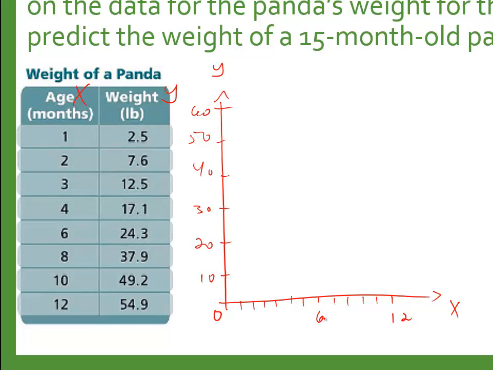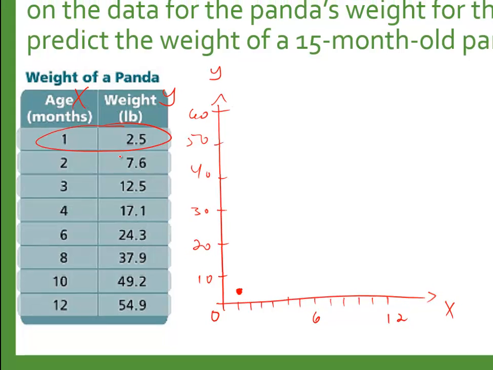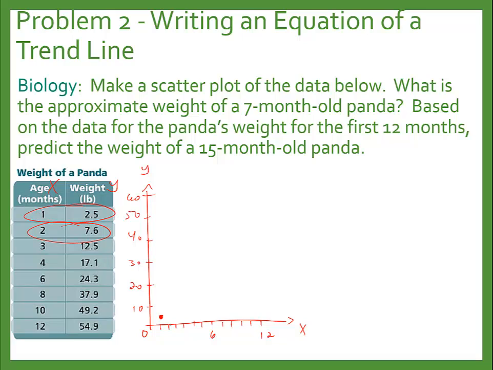Okay, so we have our scale and we have our points. Let's go ahead and plot these. Your first point is 1, 2.5. So we're going to go to month 1 and then up about a quarter. Right there. Second point, 2, 7.6. So 2 and up about three quarters.